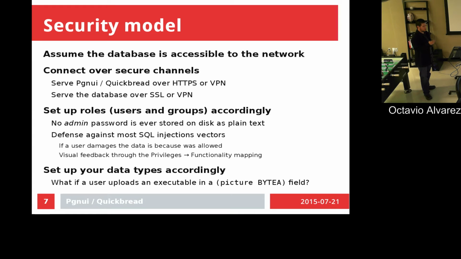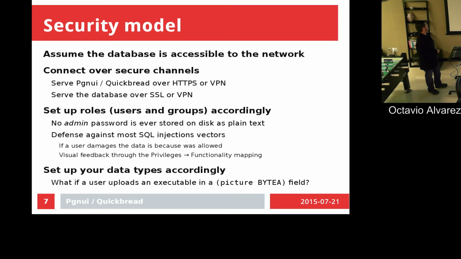Then you need to have an admin, a password for that admin, and it's written in a file, which is usually in the same directory where the rest of the web application resides, which is dangerous. I think it's dangerous. So we're going to assume the database is accessible to the network. You need to make sure that if a particular user cannot do that, your privileges are correctly set up. They will automatically map to the exposure of the functionality.